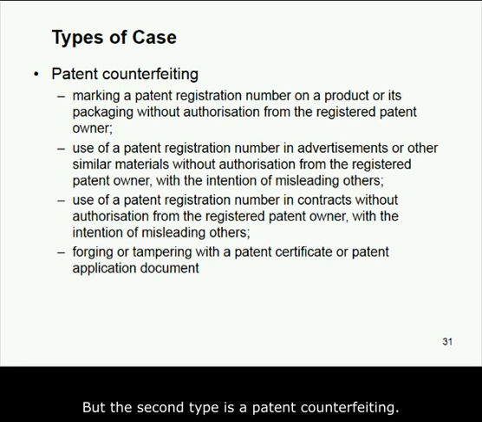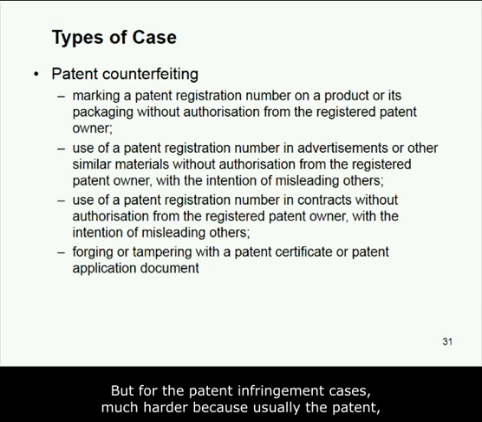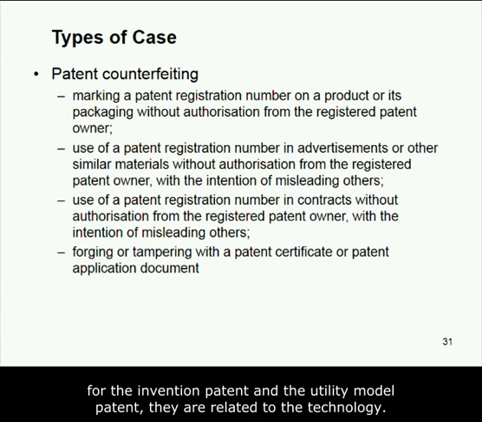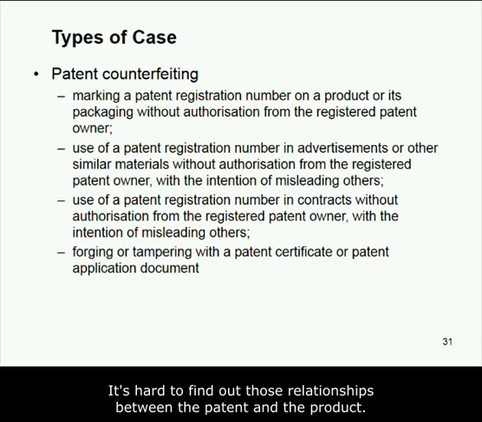The second type is patent counterfeiting. Counterfeiting is easier to identify, but for the patent infringement case, it's much harder because usually the invention patent and the utility model patent are related to the technology. It's hard to find out the relationship between the patent and the product.